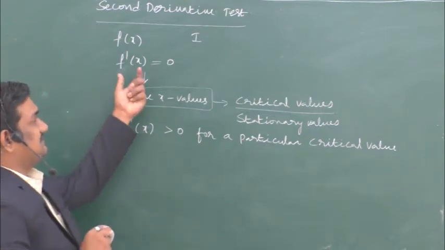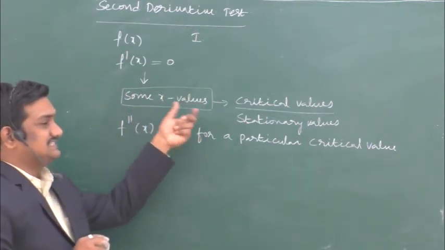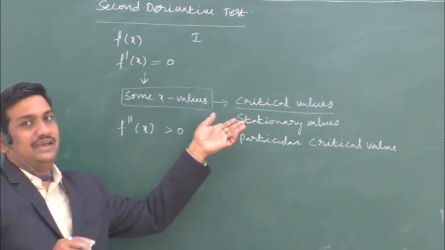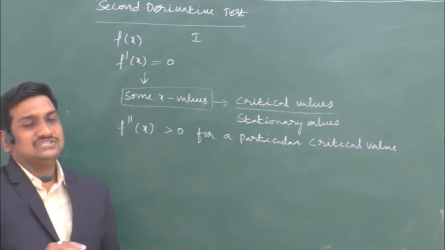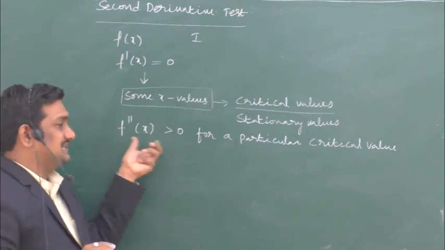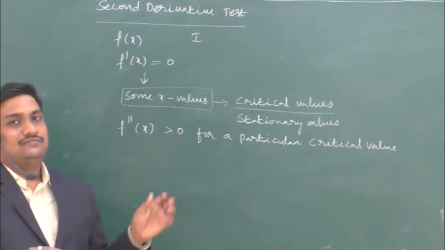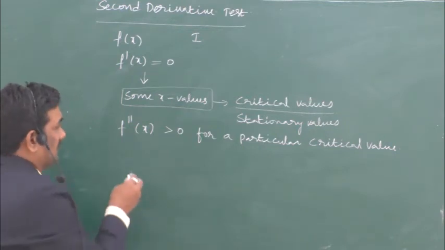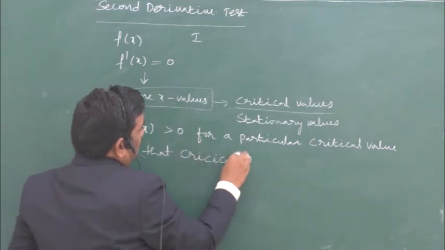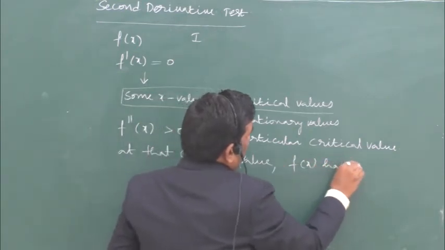A function is given and we have taken its first derivative and equated it to 0. You get some x values. Those x values are called critical values or stationary values. A critical value or stationary value is the one where the maximum or minimum of a given function may or may not exist. Now let us consider the second derivative. If the second derivative is positive for a particular critical value, then at that critical value the function has a minimum.